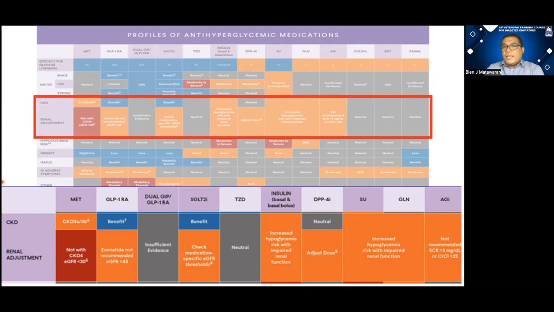So we all know that insulin is safe for patients with CKD. However, the risk for hypoglycemia rises with reduced eGFR, just like with your sulfonylurea. What is important among most of the oral medications is that the DPP-4 inhibitor, as you can see, is neutral or can be used, but you have to adjust the dose depending on the DPP-4 inhibitor.